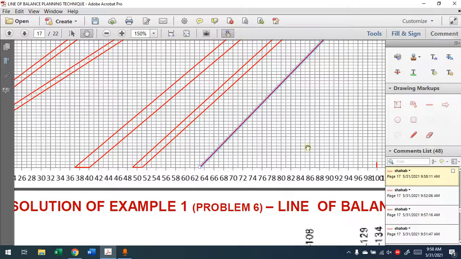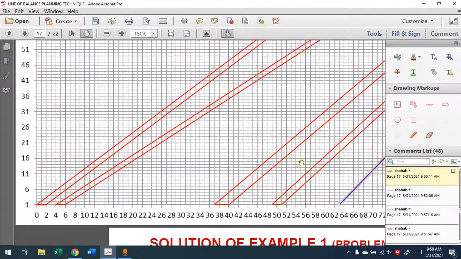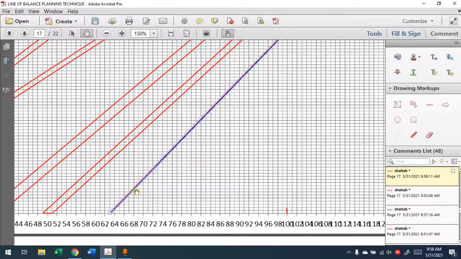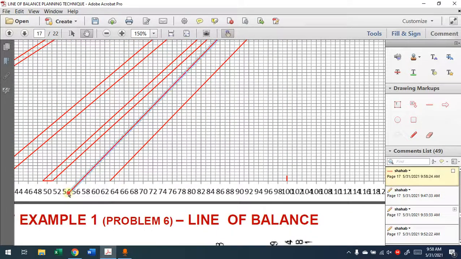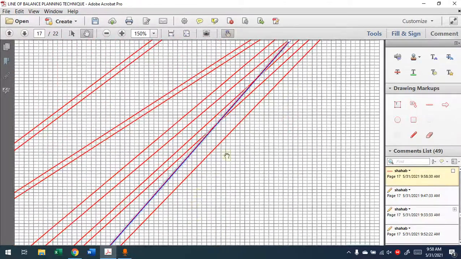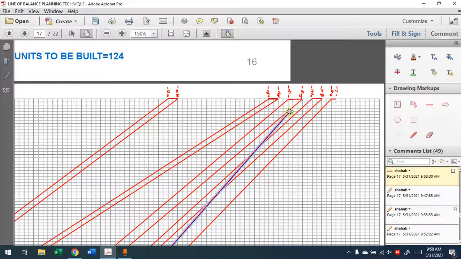Then we'll continue for the second line, which will be parallel to the first line by 1 day, because the duration of the activity is 1 day. Remember, the distance between the related lines is an indication of the duration. That's it.